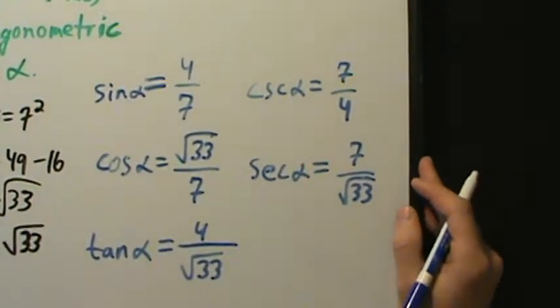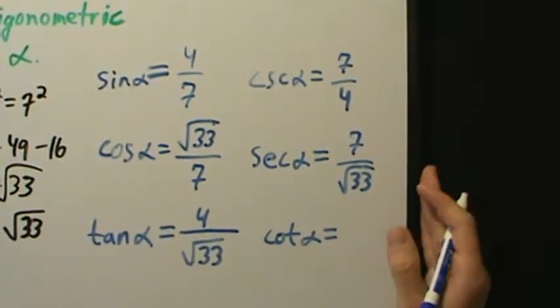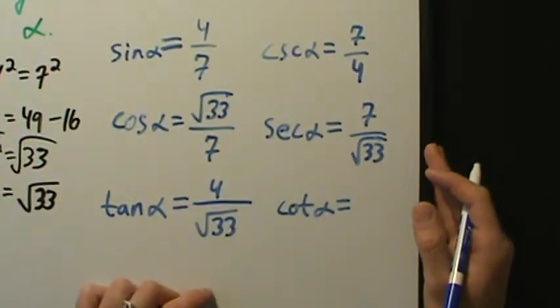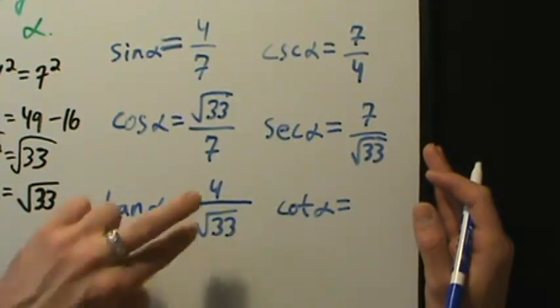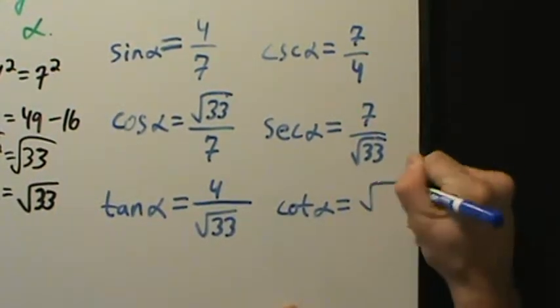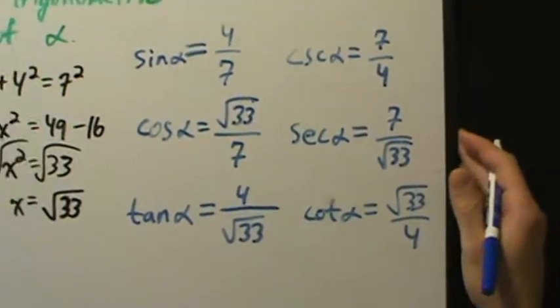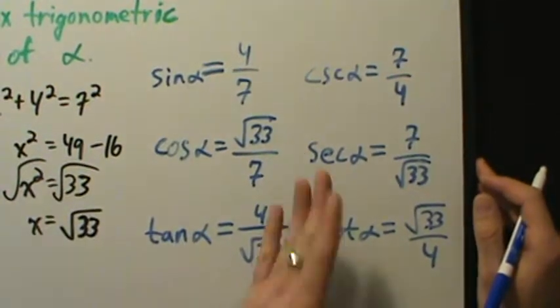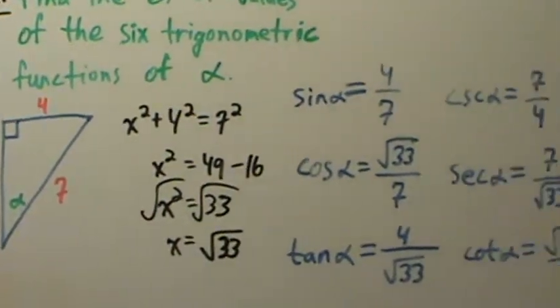Okay. And then finally, the cotangent of alpha. Cotangent of alpha is going to be the reciprocal of the tangent. So if the tangent is 4 over root 33, then the cotangent is the reciprocal of that, which is the square root of 33 divided by 4. Okay. So notice, remember, again, for these last 3 trig functions here, we didn't have to use the triangle at all. We could have if we wanted to.